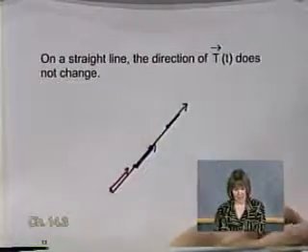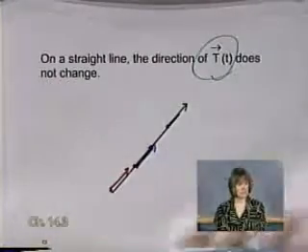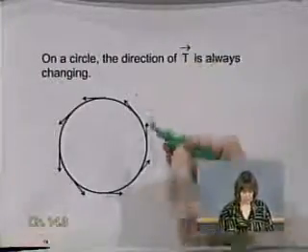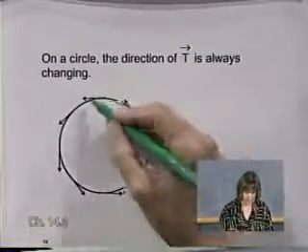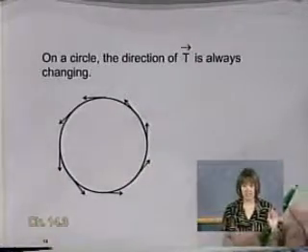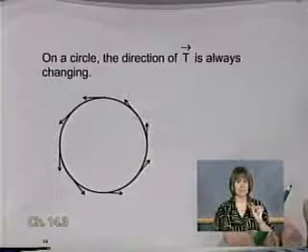All right, so a straight line, the unit tangent's not changing. Let's look at a circle. As I go around the circle, here are the unit tangents that I drew. You see, they're always changing direction. They're always of length 1, but the direction is changing a lot.